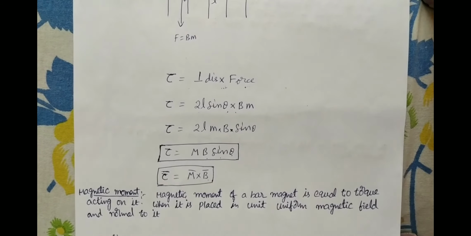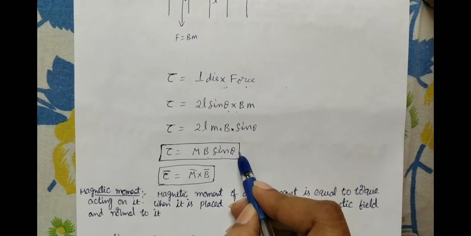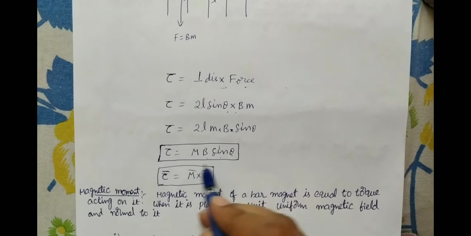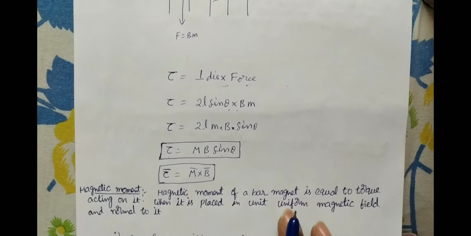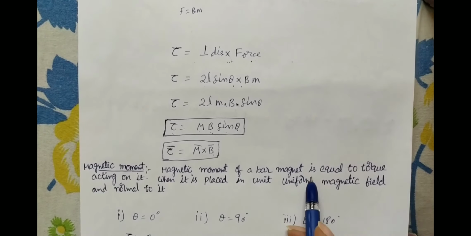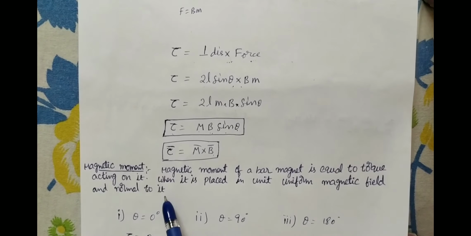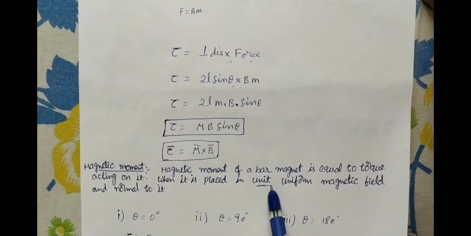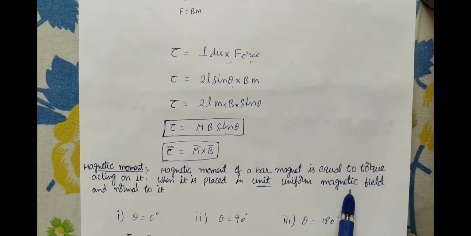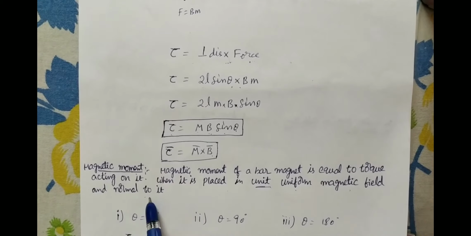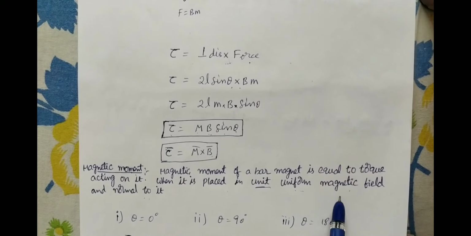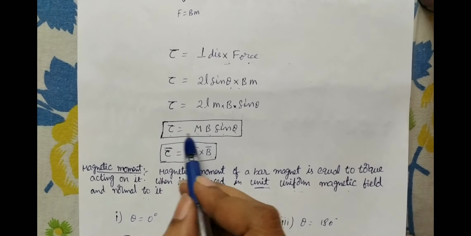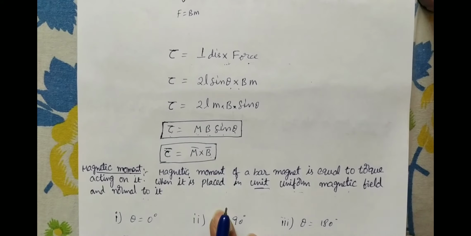Using this equation we can define the magnetic moment of a bar magnet. How we can define: m is equal to tau when B is equal to 1 and sin theta equal to 1. That means the magnetic moment of a bar magnet is equal to the torque acting on it when it is placed in a uniform magnetic field and normal. Normal means theta is 90, that's why sin 90 becomes 1, and uniform magnetic field means B also 1. Then what you get? M is equal to tau. So like that we can define magnetic moment also.